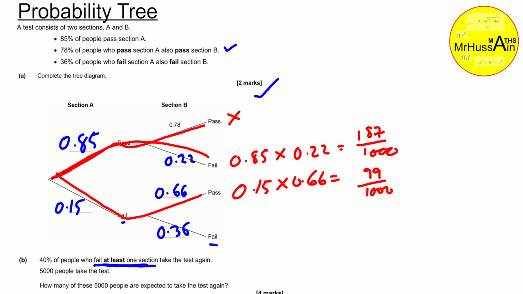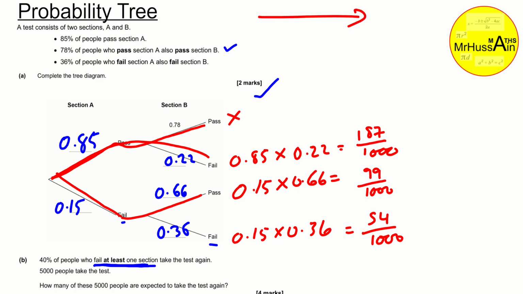But remember, it said at least one section. That means you can include both being failures, because at least one means you can have more than one failing. So that's also this. So 0.15 times 0.36, that is 54 over 1,000. Now remember, when we go across the tree, we multiply. When we're looking at various options, we add.